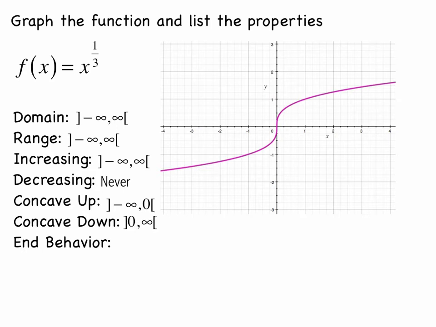The end behavior, there's only two ends. If you look at negative infinity, when x gets smaller and smaller and smaller, so does the y value. And when x gets larger and larger and larger, so does the y value.